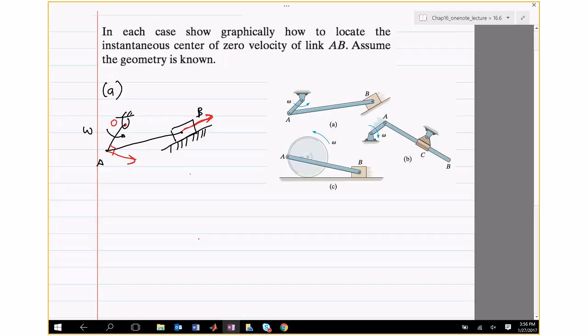Okay. Now, once you have drawn the velocity vectors of 2 points, in order to get the IC, all you have to draw is the normals to those velocity vectors. So in this case, the normal to A is just this, the normal to B is this, and the point where they intersect is the IC. So this is the IC for link AB for part A.